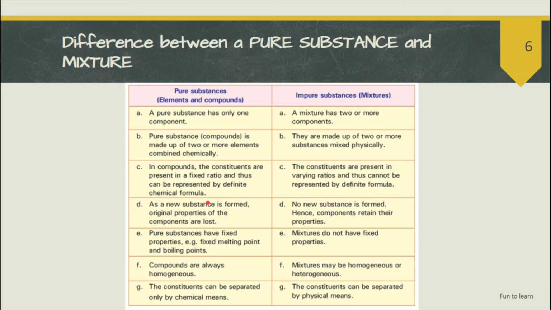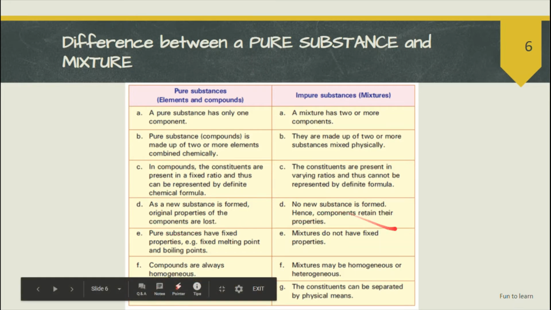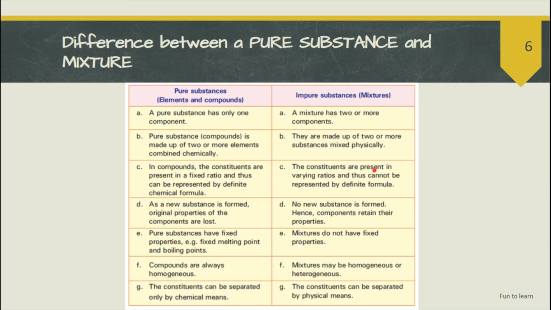As a new substance is formed in compounds, the original properties of its components are lost. In mixtures, no new substance is formed, hence components retain their individual properties. Pure substances have fixed properties, fixed melting points, fixed boiling points. Mixtures do not have fixed properties. Compounds are always homogeneous, mixtures may be homogeneous or heterogeneous. We will understand the meaning of these terms further in the video. The constituents of compounds can be separated only by chemical means. The constituents of mixtures can be separated by physical means.